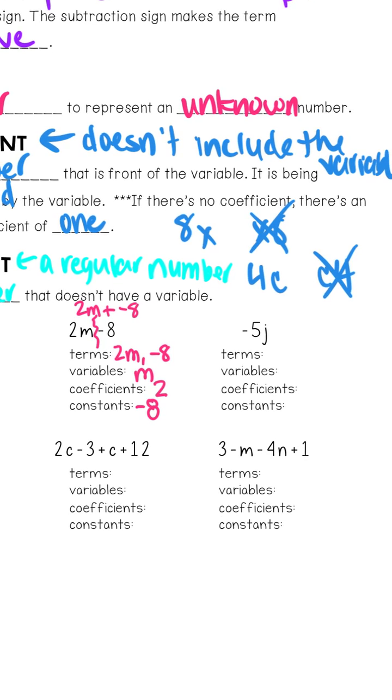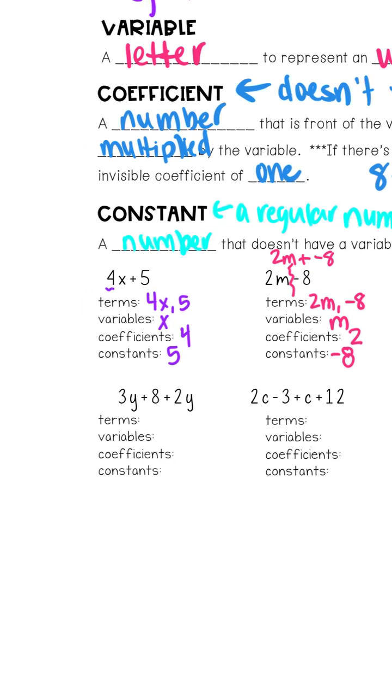Okay, this next one. Terms. Notice there's no addition or subtraction sign, so this only has one term. The term is negative 5j. The variable is that letter, j. Your coefficient, it's not just 5. You have to include that negative with it, so that is negative 5. The constant, tricked you, there are none. There's no number there without a letter attached to it.